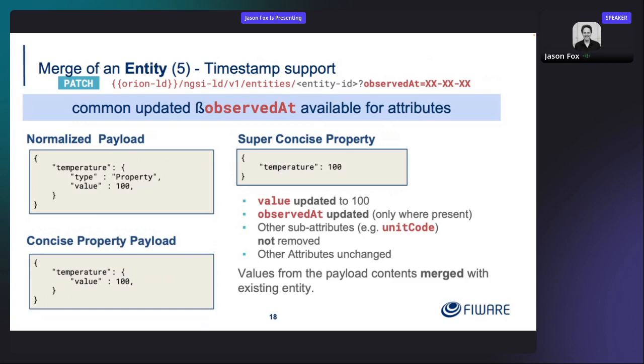For the observed at, it is possible, if you put that as a parameter, that where an observed at has already been created, it will be updated. So in other words, if I previously, at some point such as on create, have already created an observed at property of a property, it will be updated. So in this particular case, it is possible to update the temperature property and just say, okay, temperature is now 100 and it was observed at this time, which will do the additional work.